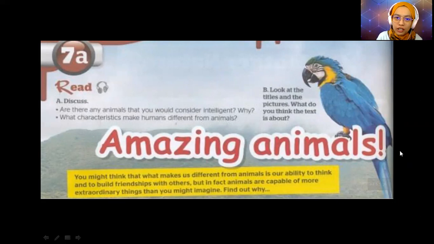Today I'm going to focus on our Form 4 textbook, which is the Full Plus Plus textbook, Unit 7. Okay, so this is 7A, which is reading. So let's start with the reading part. Now, discuss. We go with discuss first.